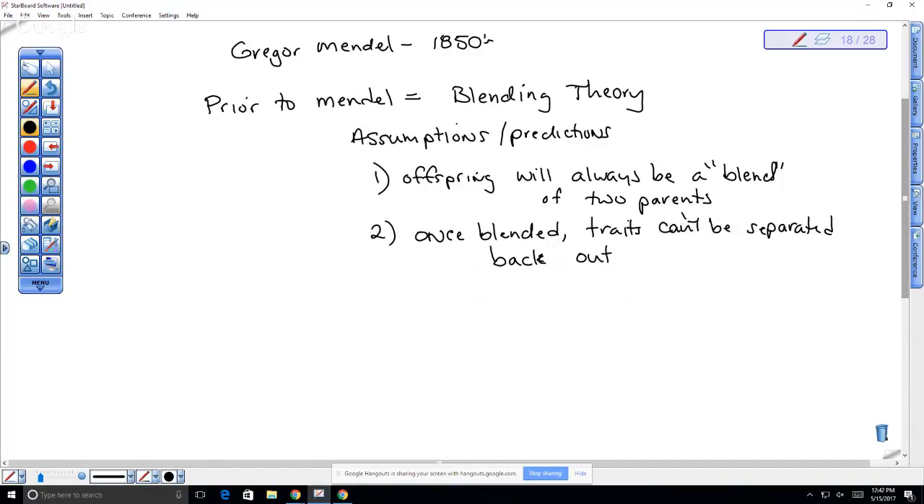So the third thing that the blending theory said is that variation is not important. Right? So these ideas go counterintuitive to what we just talked about, how during meiosis, producing genetically variable offspring is super important for the survival of a population or a species. Okay? So Mendel did some experiments to test this.